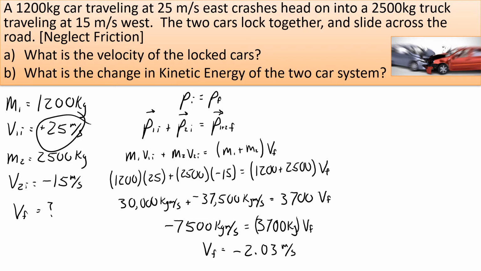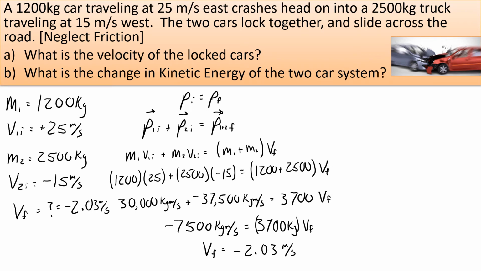They slow down because they just had a huge collision, right? So they're not moving as fast, but they are moving to the left, to the west, which is what we predicted because the truck had more momentum. All right, part B says, what is the change in the kinetic energy? So I'm going to write this over here. We know this is the final velocity.